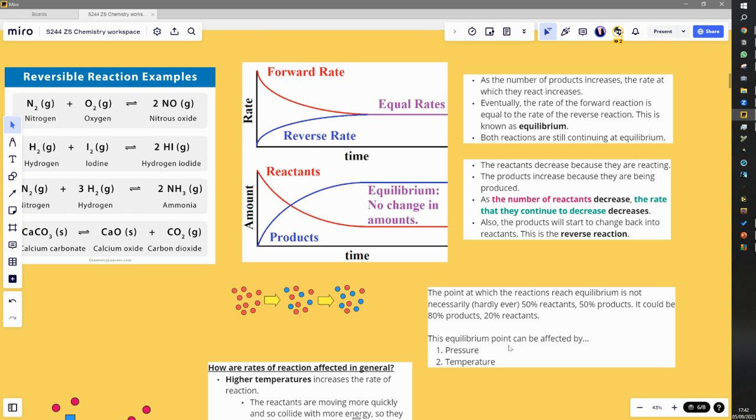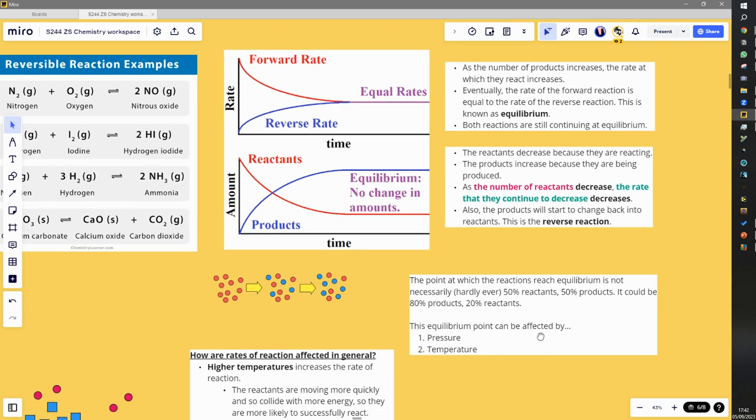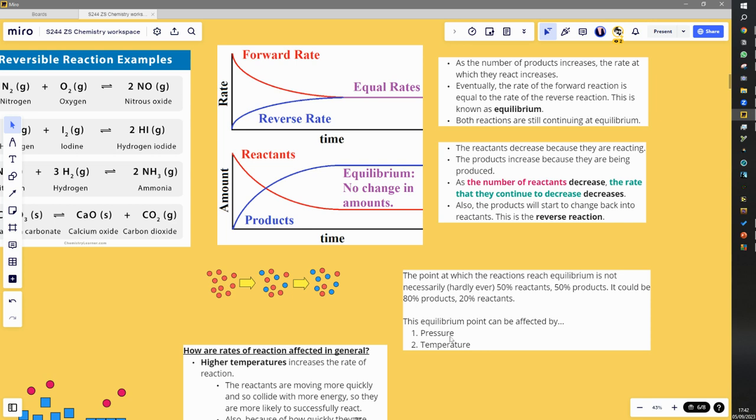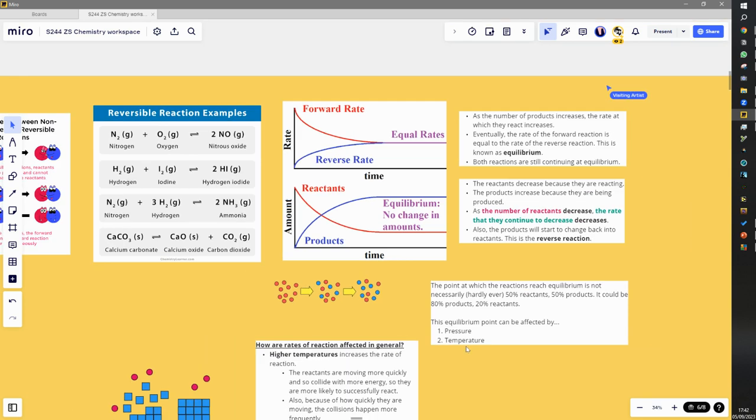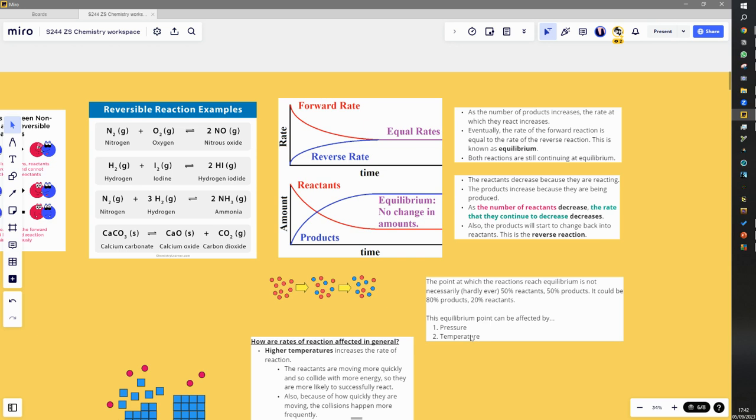Now, what we're going to learn about in a moment is how to change this point of equilibrium. I've said so far that it can be changed by changing the pressure and changing the temperature. But we're going to look at why that would happen and how it will happen. So I'll stop the video there as a brief intro, then we'll look at that final little bit.